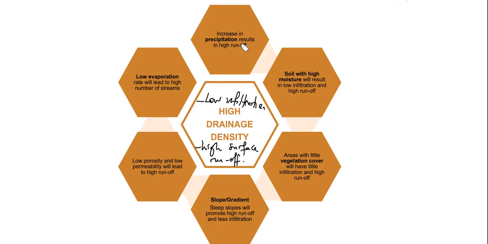Now an increase in precipitation results in high rainfall, high runoff. So if we have more rainfall, more streams are going to be formed there. It was always raining heavily, and now we are saying there is more runoff. When we have more runoff, what happens? We have more streams formed. So we've got more erosion taking place there. When we've got more erosion taking place, it means we are having more streams formed. So here we also talk of high erosion.